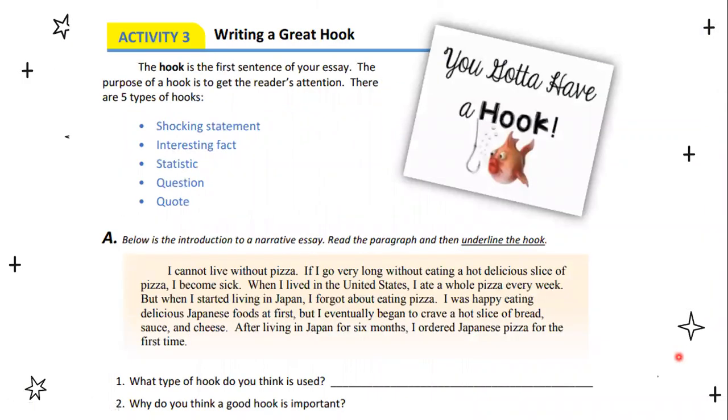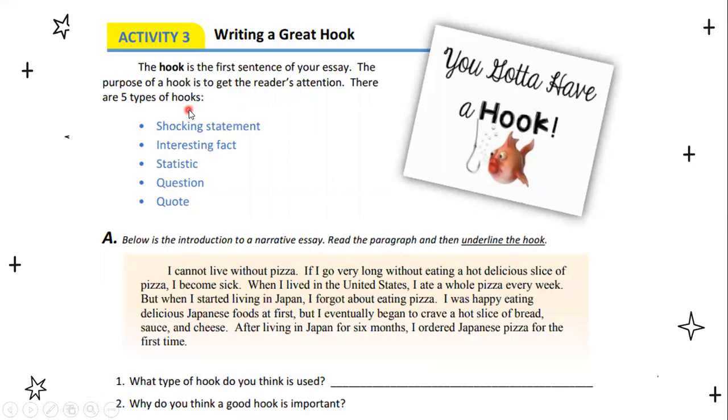Here we have another activity. You will learn to write a hook. A hook is the shocking statement, the interesting fact, okay, that I write at the very beginning of my essay. It's the very first sentence of my essay, and I write it in the introduction, okay? So the hook is the first sentence of your essay. The purpose of the hook is to get the reader's attention.